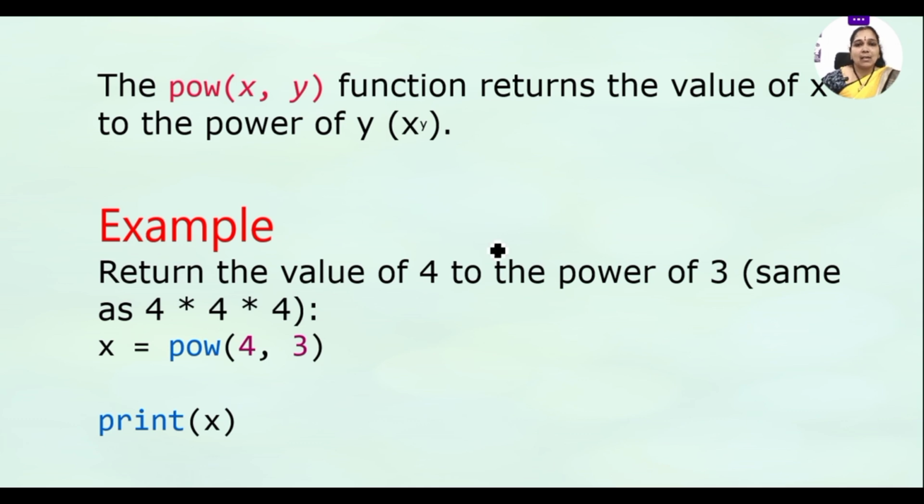Next is the power function. Power is used to get the power of values. That is, if it is a power n, then we write pow(a, n). So here we can get the power of 4 comma 3, that is 4 power 3 is the answer. This is another function which returns the power of a value.